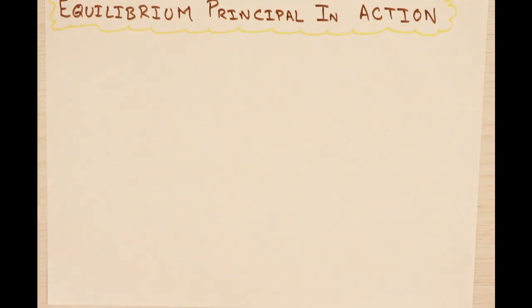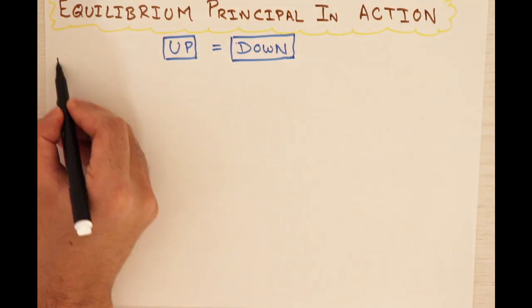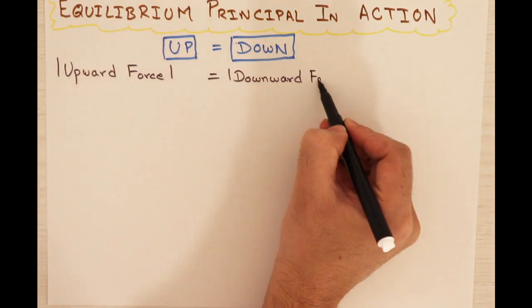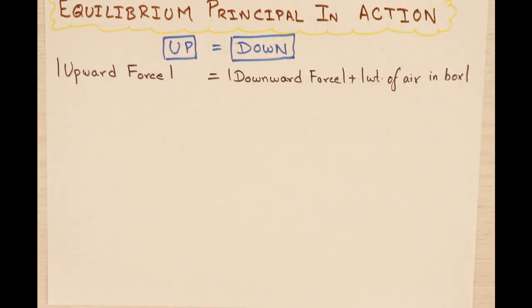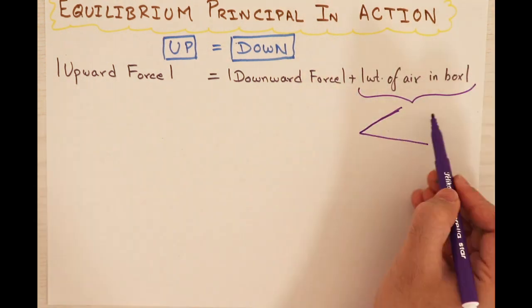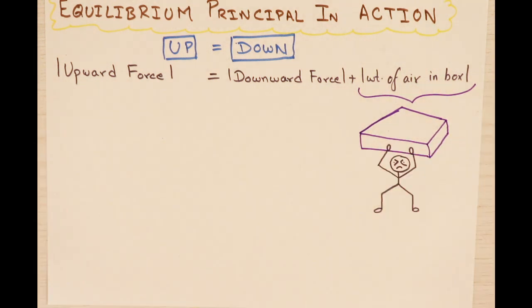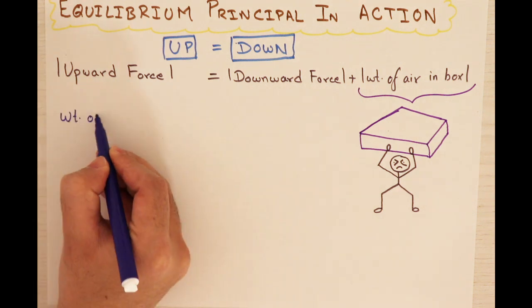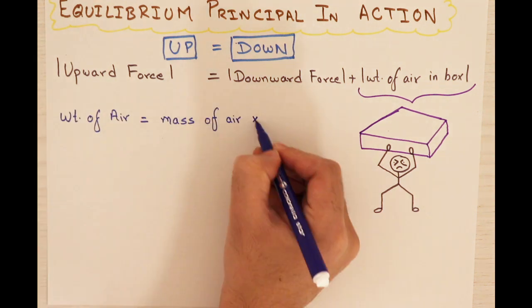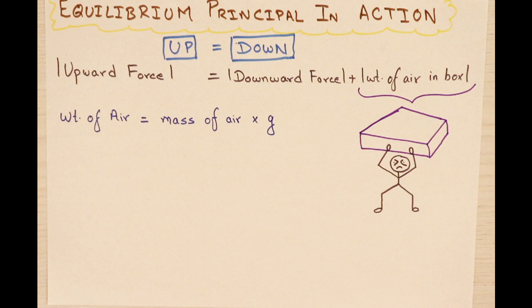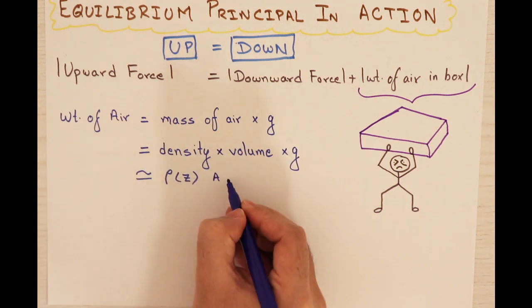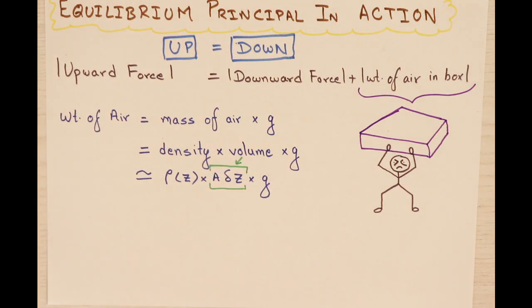That is, the upward force on the box is equal to the downward force on the box plus the weight of the air in the box, which is also contributing downward. We already have information on both the forces, so let's try to figure out the weight of the air in the box. We know the weight of air, or of any material, is equal to the mass of the material times acceleration due to gravity, where mass can be further expressed as density times volume, where volume can be further expressed as base area times height.